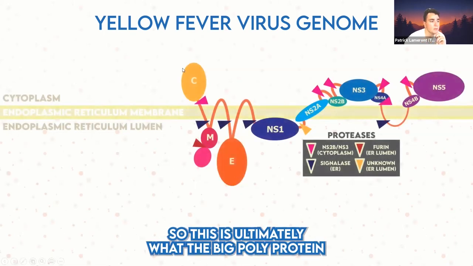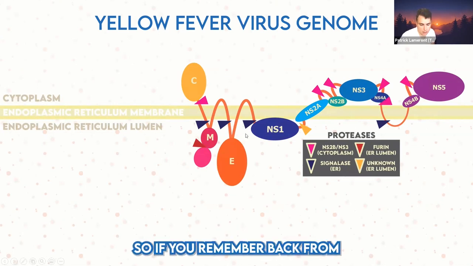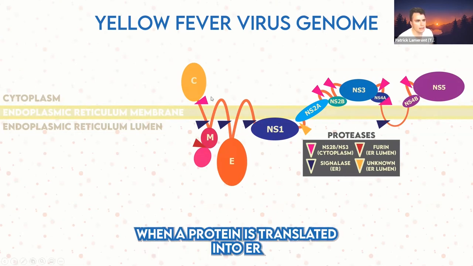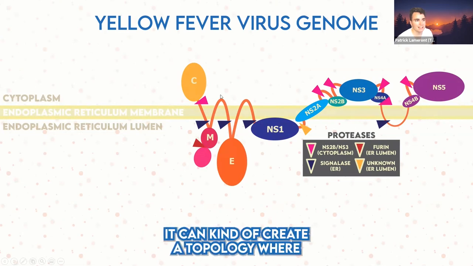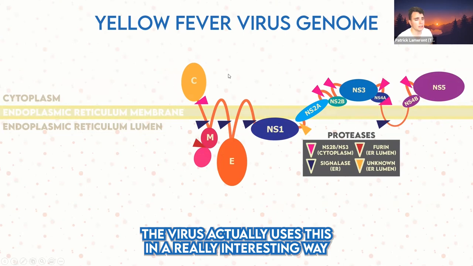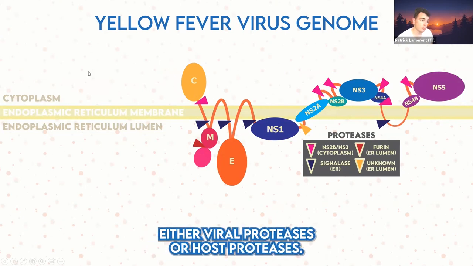So this is ultimately what the big polyprotein looks like, or a representation of that. If you remember back from MCB 2050, I guess would be a good example, when a protein is translated into the ER, it can create a topology where it loops back and forth through a membrane. The virus actually uses this in a really interesting way because it loops back and forth in order to use either viral proteases or host proteases.